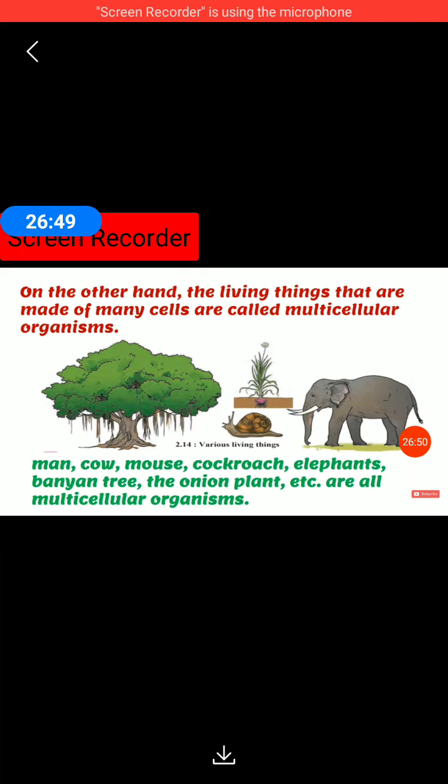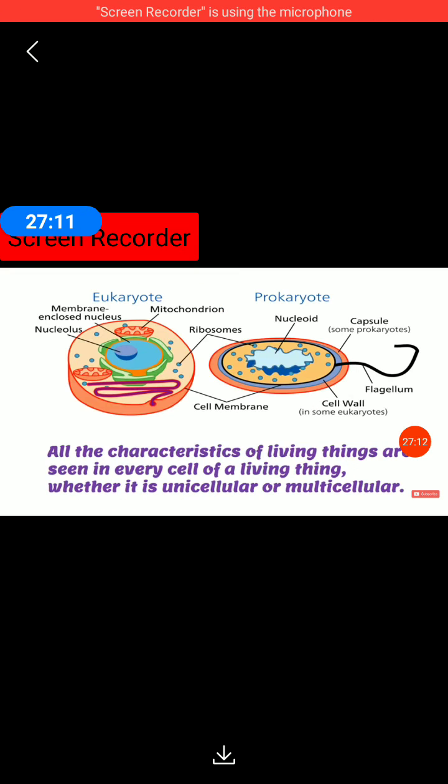On the other hand, the living things that are made up of many cells are called what? Multicellular, meaning they have many cells in their body. For example, man, cow, mouse, cockroach, elephant, banyan tree, the onion plant, etc. are all multicellular organisms. Now the cell is of two types, either eukaryotic or prokaryotic. Eukaryotic means they are a new type of cell, and prokaryotic are an old type of cell. All the characteristics of living things are seen in every cell of a living thing, whether it is unicellular or multicellular. So understood?